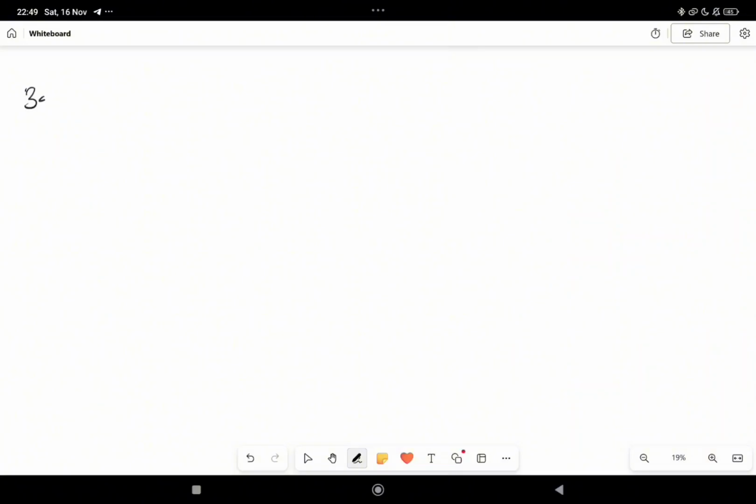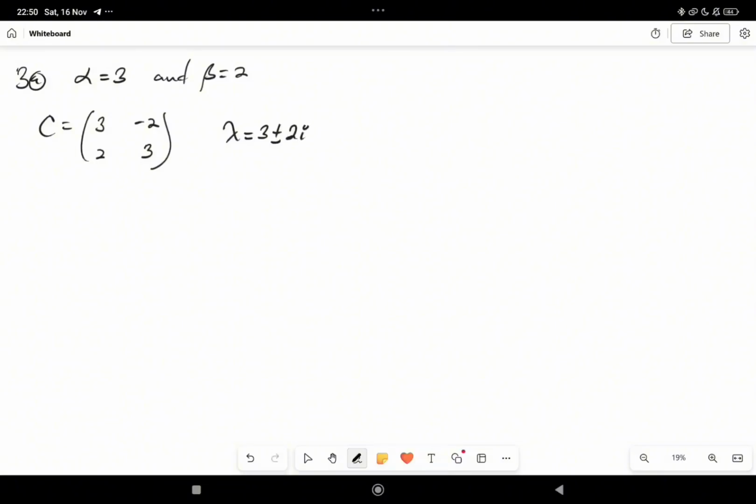In example 3a, we had alpha equal to 3 and beta equal to 2. If we let our matrix C be equal to [3, -2; 2, 3], it means our eigenvalues are going to be 3 plus or minus 2i. These are our eigenvalues.